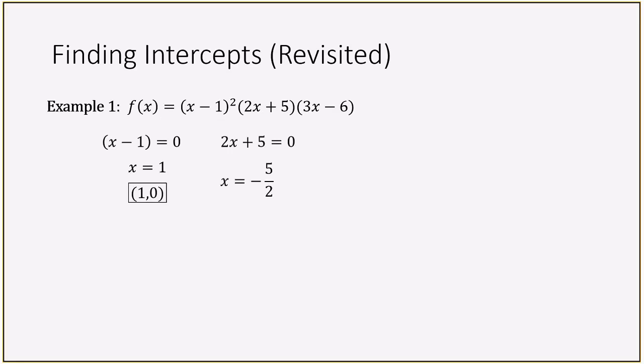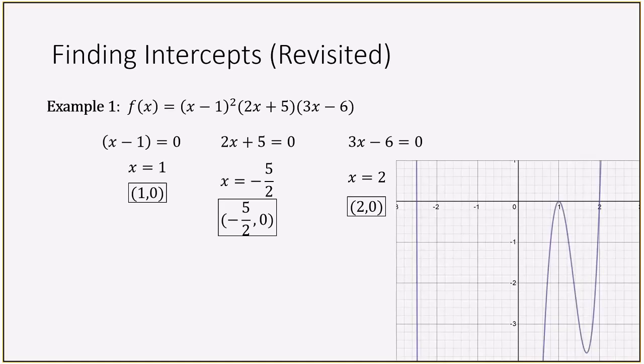2x plus 5 is equal to 0. I subtract 5 from both sides, divide by 2, I get negative 5 halves comma 0. And 3x minus 6 is equal to 0. I add 6 to both sides, I divide by 3, I get x is equal to 2, and so that intercept is 2 comma 0. And in fact, this is what the graph looks like.